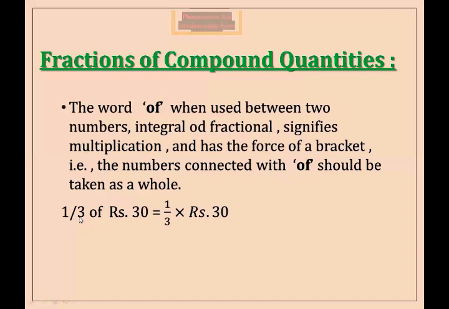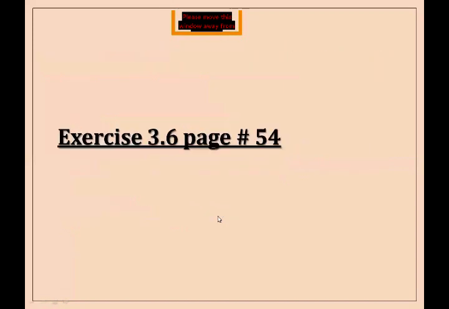Here is an example of compound quantities. 1 upon 3 of rupees 30 is equal to 1 upon 3 multiplied by rupees 30. It means that the "of" becomes multiply. How we solve these compound quantities in our exercise number 3.6 on page number 54.